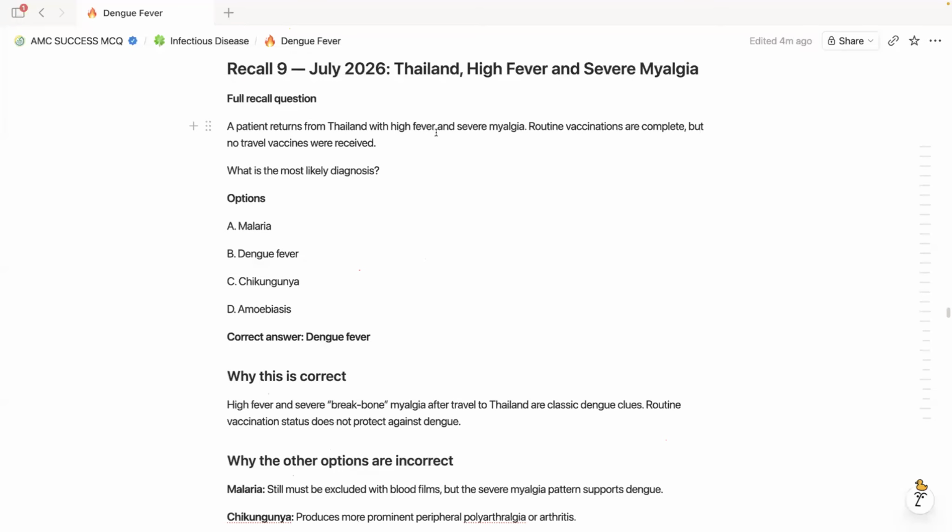A patient returned from Thailand with severe myalgia. Routine vaccination is complete, but no travel vaccine was received. What is the most likely diagnosis? Dengue fever again.